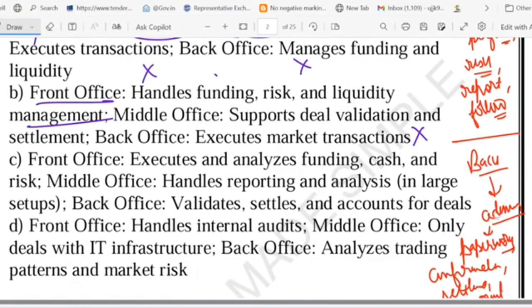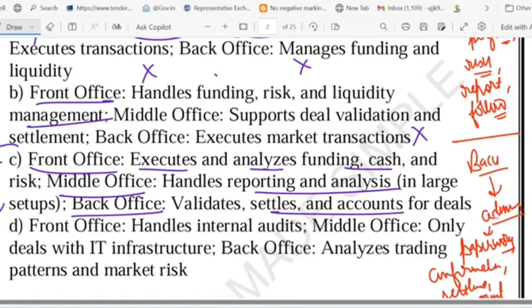If you go through option C, yes, this is completely correct, because front office executes and manages risk and cash. That is the role of front office. In the case of middle office, I told you reporting and risk analysis is done by the middle office, and back office confirms and settles the deal. You can see validate, settle and account for the deal. So yes, option number C is completely correct.